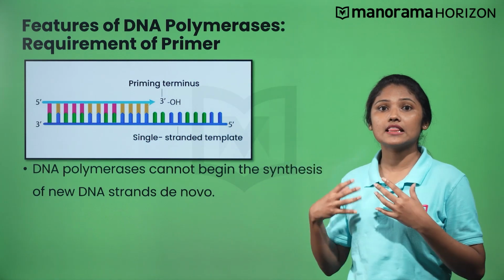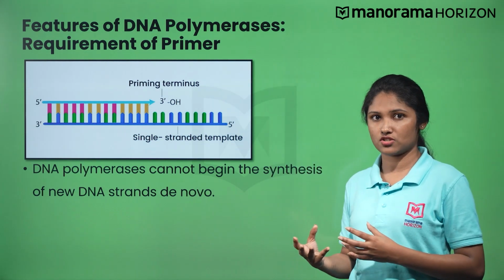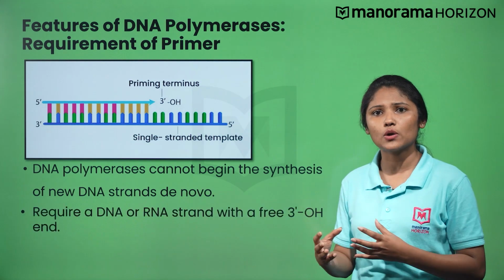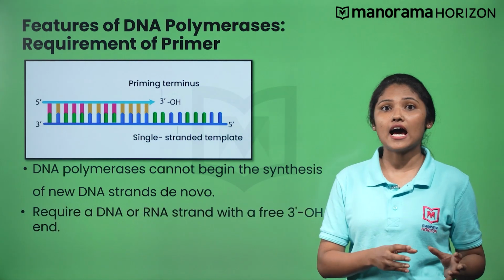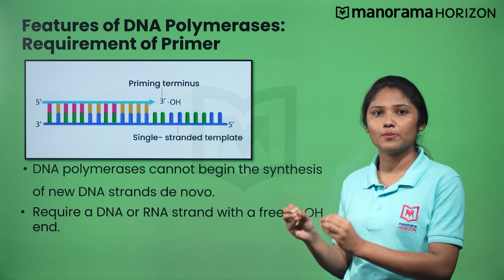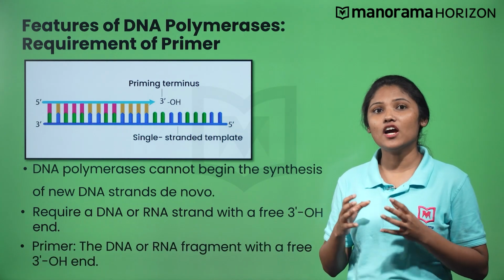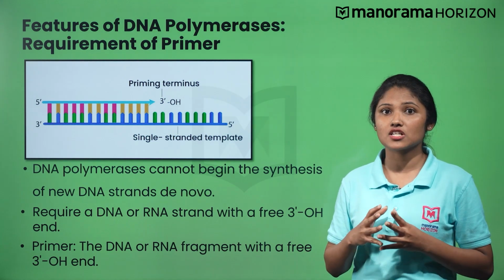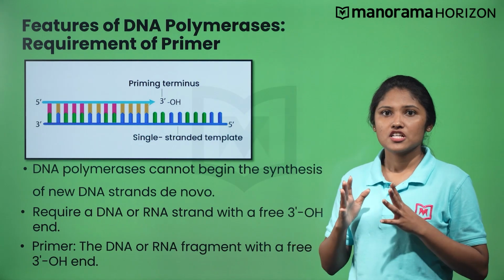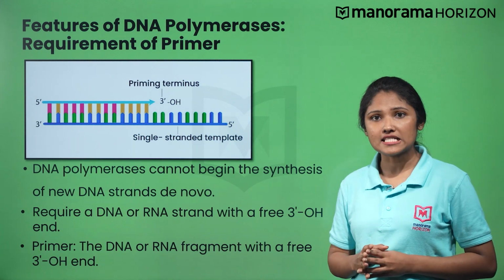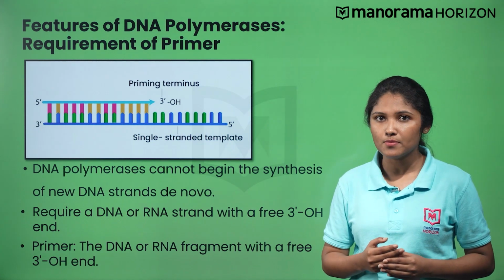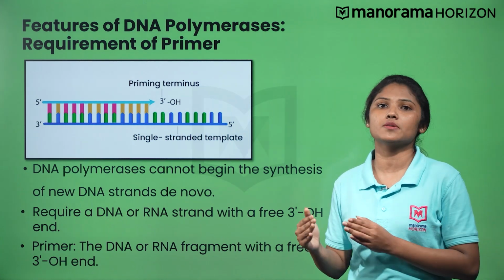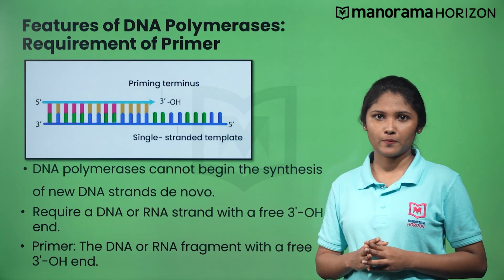cannot begin the synthesis of a new DNA strand de novo and require a DNA or RNA strand with a free 3' OH end. The DNA or RNA fragment with a free 3' OH end is called primer. Generally, the primase enzyme synthesizes RNA primer, which is then elongated by DNA polymerases.